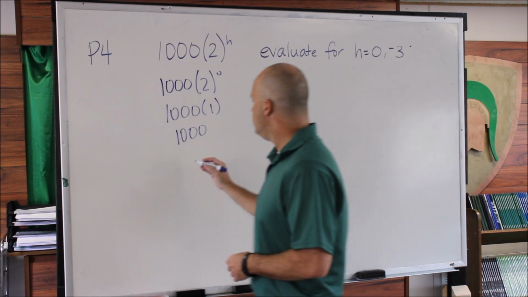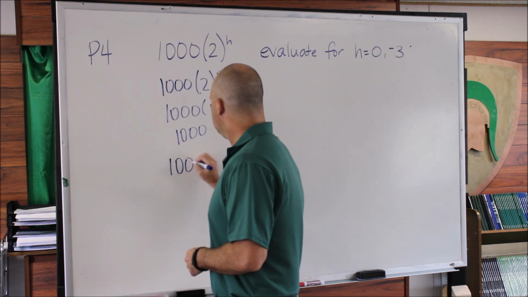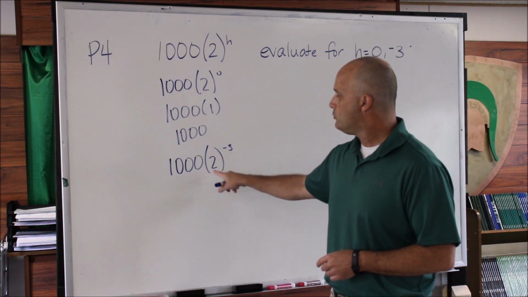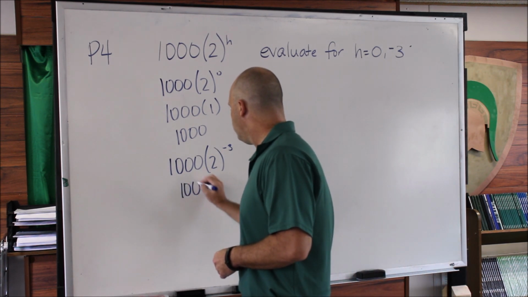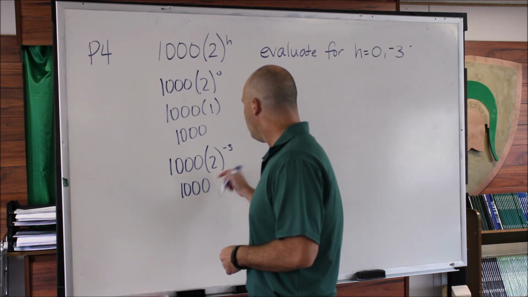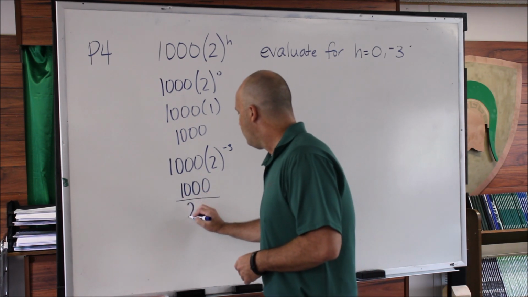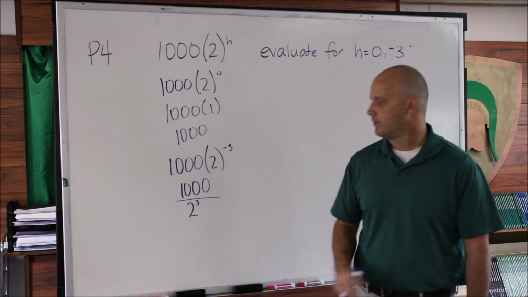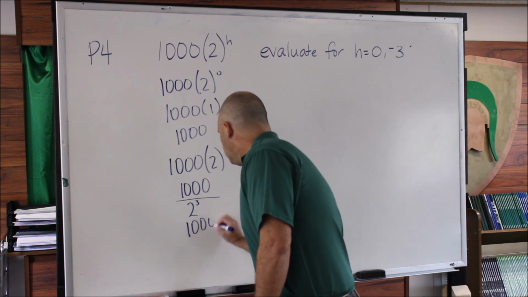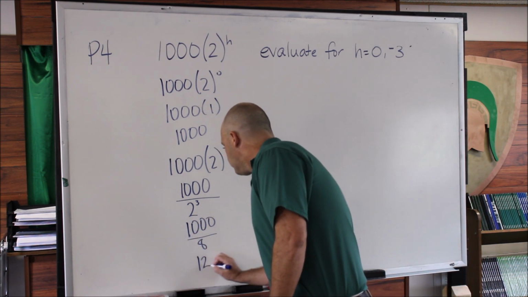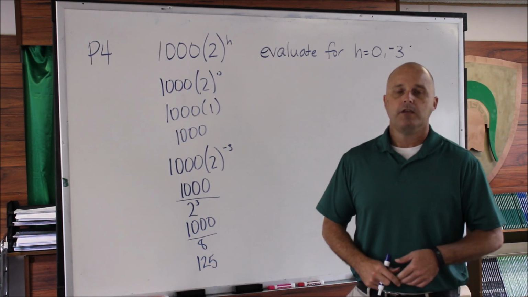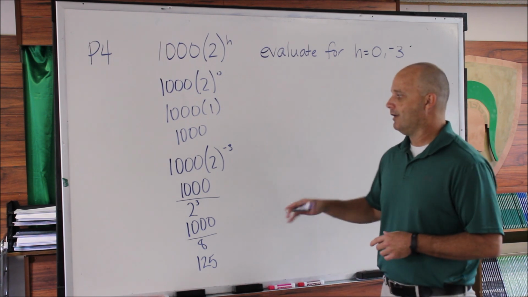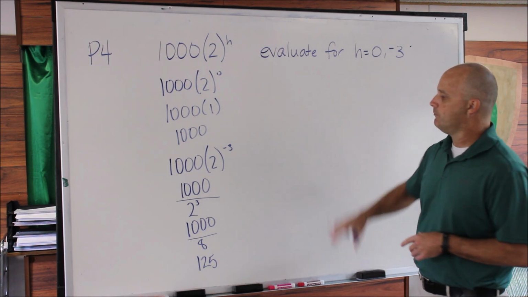Now if we go back and do -3, we're going to go 1,000 times 2 to the -3rd. And so 2 to the -3rd is going to give us 1 over 8. Or what we'll do is take that and move it down into the denominator and get 1,000 over 2 to the 3rd. So this becomes 1,000 divided by 8, and 1,000 divided by 8 is 125. So there were 125 bacteria in the petri dish 3 hours before the experiment started.